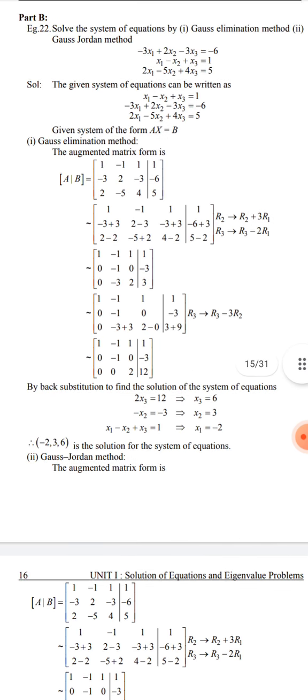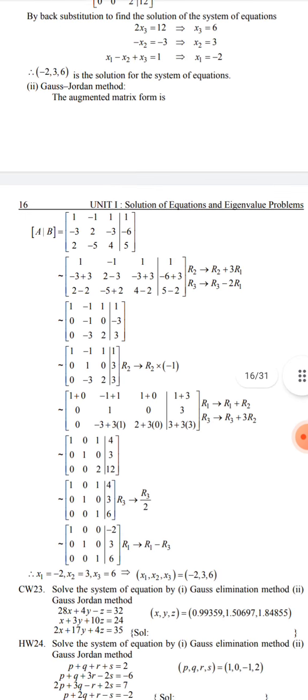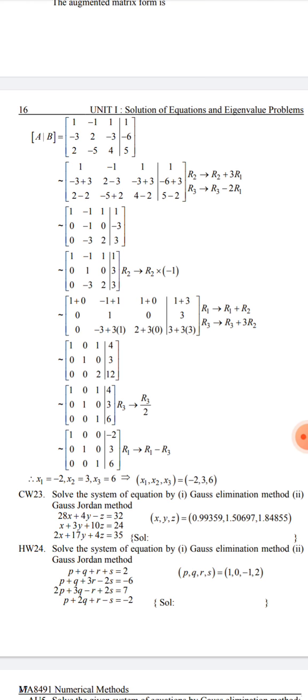So while you are using the Gauss elimination method, you have to use backward substitution to get the unknown values. While you are using the Gauss Jordan method, you have to use a normal diagonal matrix, that too an identity matrix, which is well and good. You can get the values of x1, x2, x3.